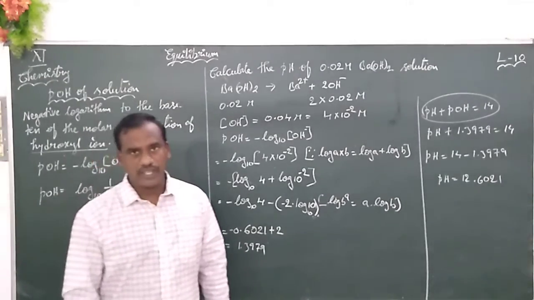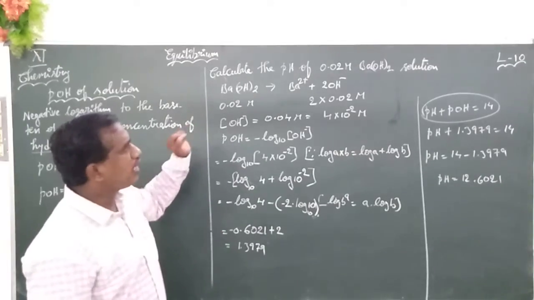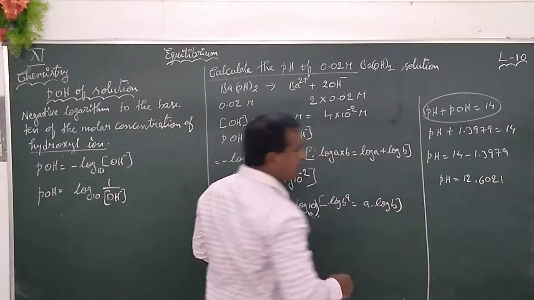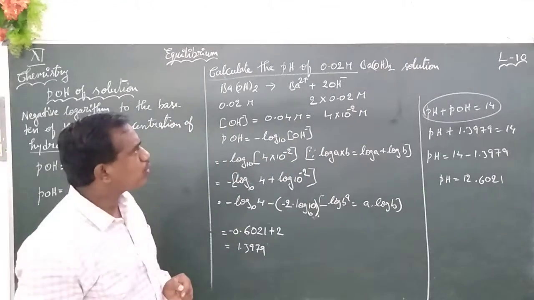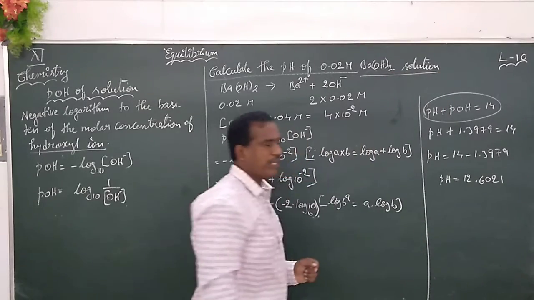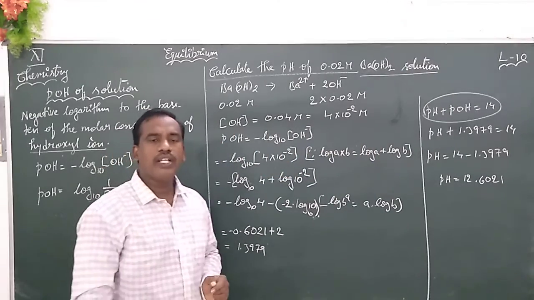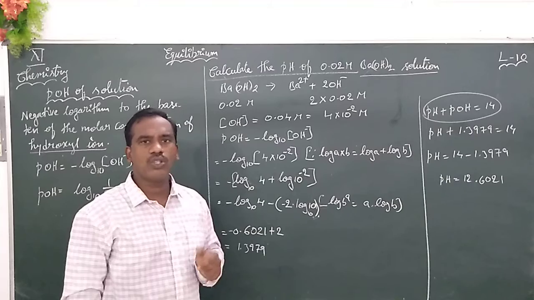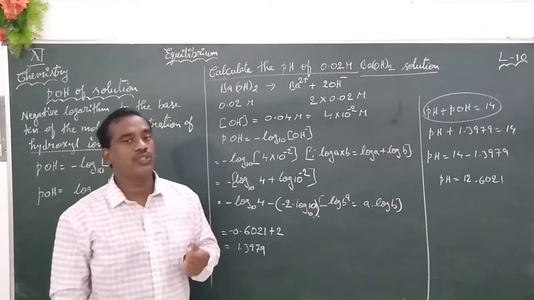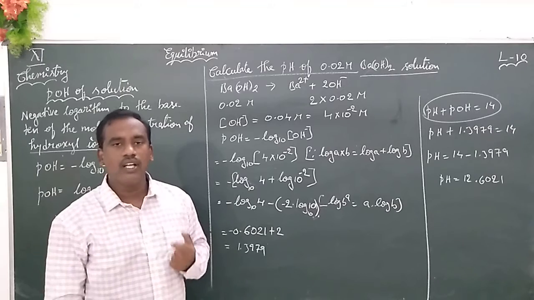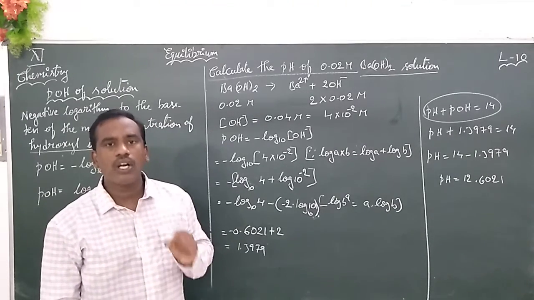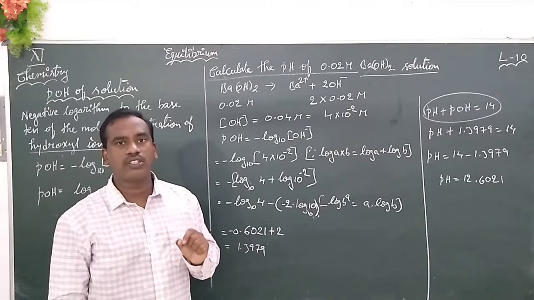What is the problem given here? Let us see. Calculate the pH of 0.02 molarity barium hydroxide solution. This barium belongs to the second group. We know alkaline earth metals, when their hydroxides are dissolved in water, will form bases. So the barium hydroxide on dissociation will generally give barium ion and two hydroxide ions.